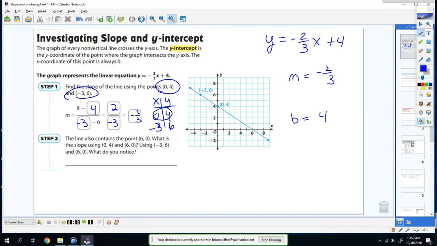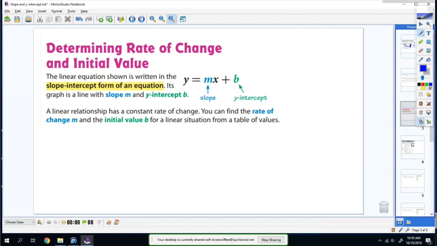If I would use a graph to find the slope, I would use rise over run. So you go 1, 2, 1, 2, 3. Since it's to the left, that's negative. So that's negative 2/3. If I would use a graph to find the y-intercept, I would look at the y-axis, follow it down until you hit the line, and that point right there would be your y-intercept. So it's 4. So that's different ways to find the slope and the y-intercept. You can use an equation, you can use points, or a table, or even a graph. Okay, so it's basically what we just did. So m is slope, b is y-intercept.